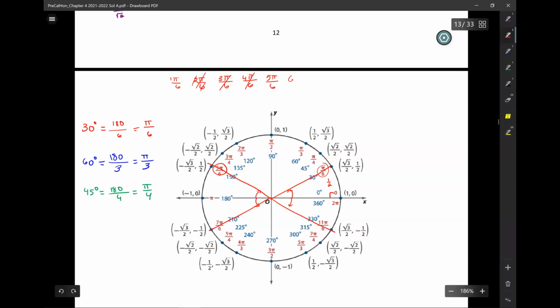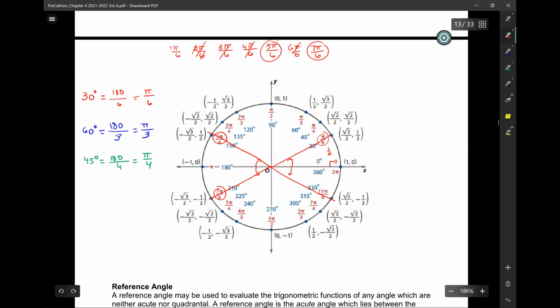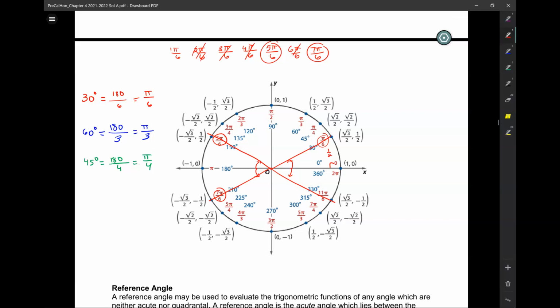Then 6 pi over 6. No good. 7 pi over 6. That's a good one. And then 8 pi over 6, 9 pi over 6, 10 pi over 6. They all cancel. 11 pi over 6 doesn't cancel. That's the next one. And then what's 12 pi over 6? How many pi? 2 pi. So you've completed a circle.